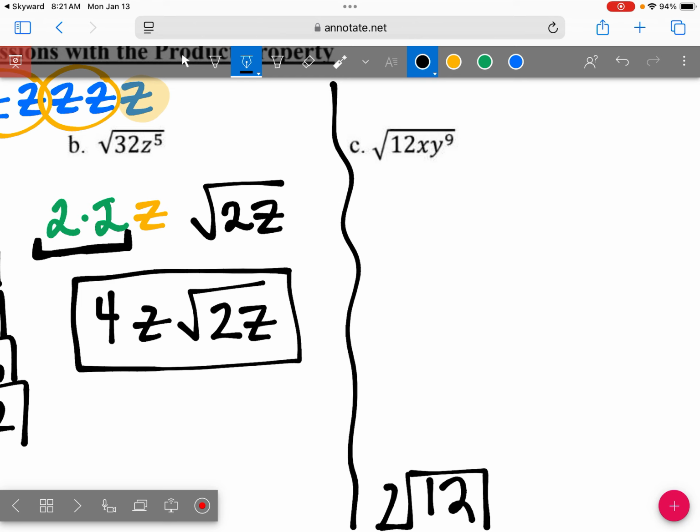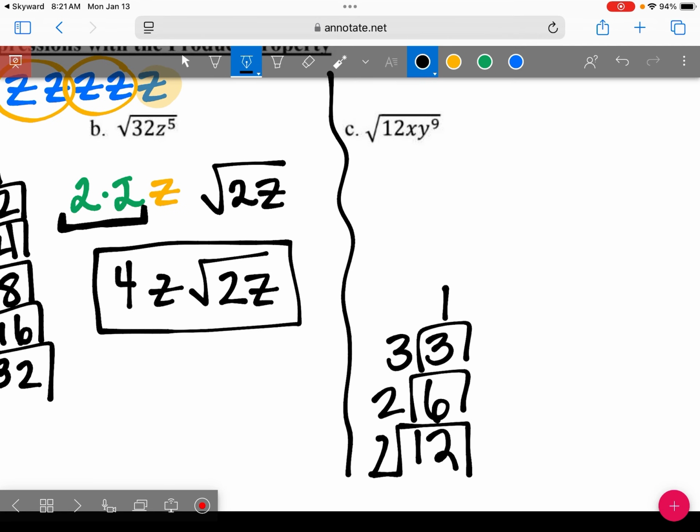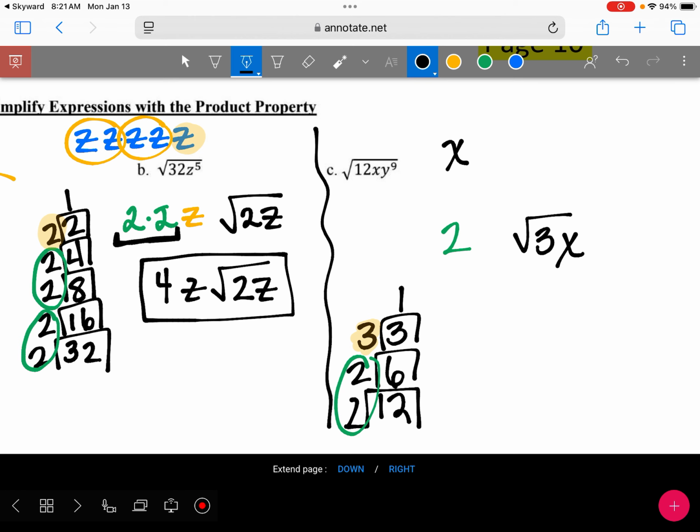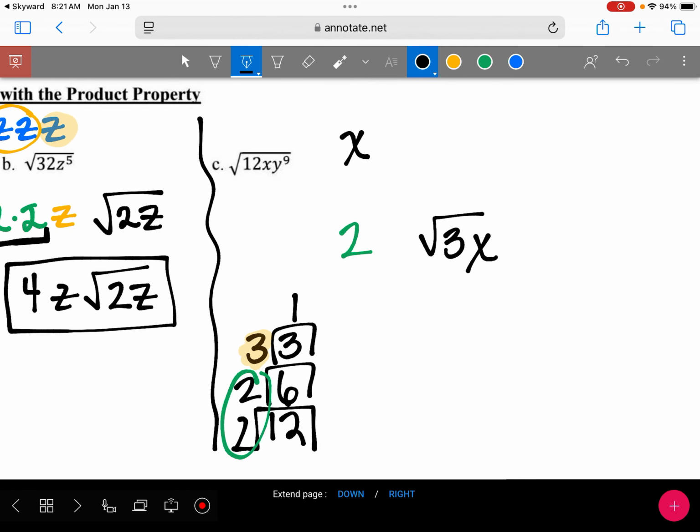So 2 goes into 12 6 times. 2 goes into 6 3 times. And 3 goes into 3 1 time. So we're looking for a pair. So this is my pair. That can come out. And then when we make our square root, the 3 has to stay. Because that 3 didn't have a partner to leave with. So we have only one x. And you cannot make a pair with 1, so that x has to stay with the 3. And then I have 9 y's.